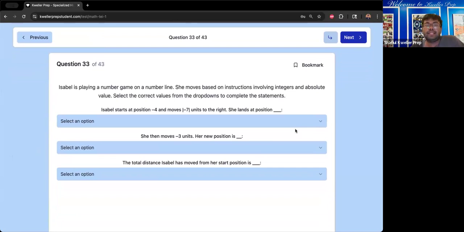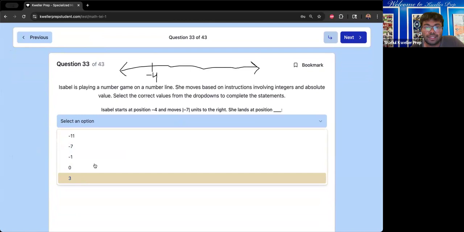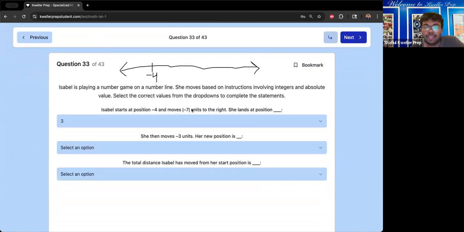Wow, okay. She plays a game on a number line. Hopefully this works. She starts at -4 and moves absolute value of 7 units to the right. So she lands at 3, right? Yeah, this is weird. I don't know why they'd put in absolute value, but absolute value of -7 is just 7. So 7 units to the right would just be 3. Hopefully this makes sense. It's just a number line. You just do -4 plus 7, you get 3.